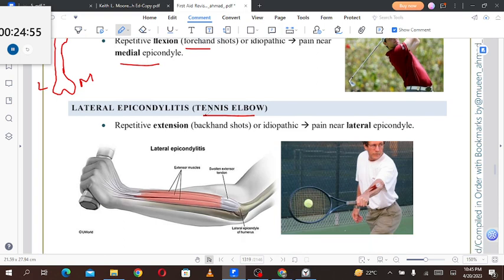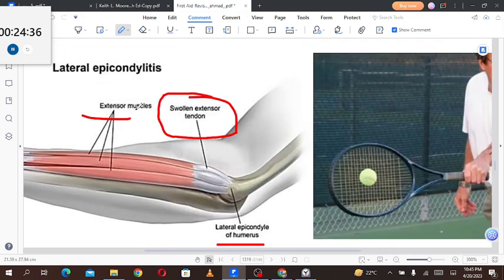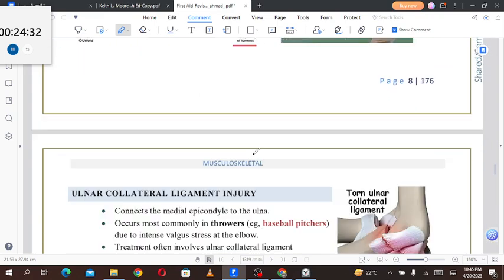Repetitive extension, backhand shots or idiopathic causes lead to pain in the lateral epicondyle, called lateral epicondylitis, because the extensor muscles have a swollen common tendinous attachment at the lateral epicondyle of the humerus. You can see that in the zoom view. These are the extensor muscles, swollen, and the lateral epicondyle of the humerus is painful.